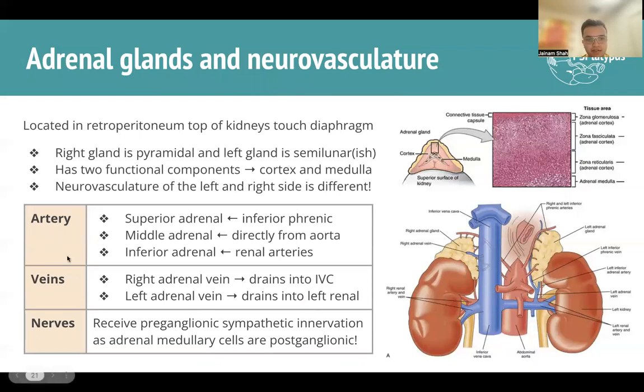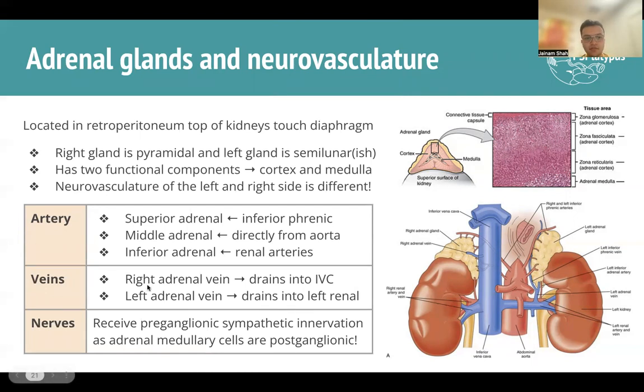So in terms of arteries, you've got superior, middle, and inferior adrenal arteries. They all come from different spots. So respectively, you have the inferior phrenic. The middle adrenal comes directly from the aorta itself, and then the inferior adrenals come from the renal arteries. Unfortunately, you just have to remember these because it can come up in exams or in specimens.